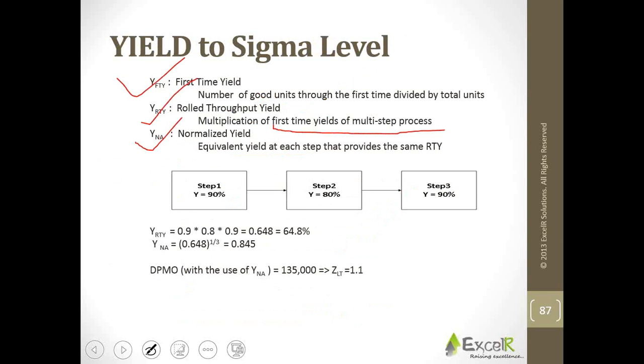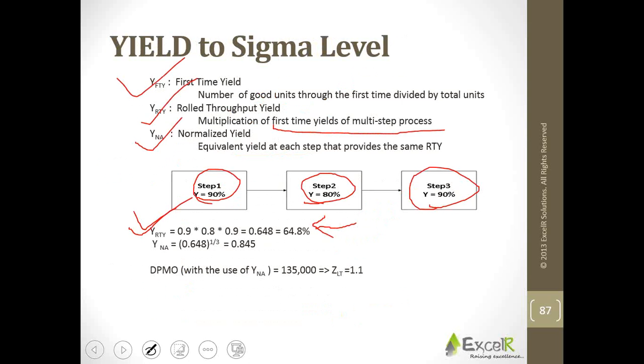And then we have yield normalized, the equivalent yield at each step that provides the same RTY. So if you see this, first time yield of step 1 is 90%, first time yield of step 2 is 80%, and first time yield of step 3 is 90%. If I multiply all these three, I'll get rolled throughput yield, which is equal to 64.8%.